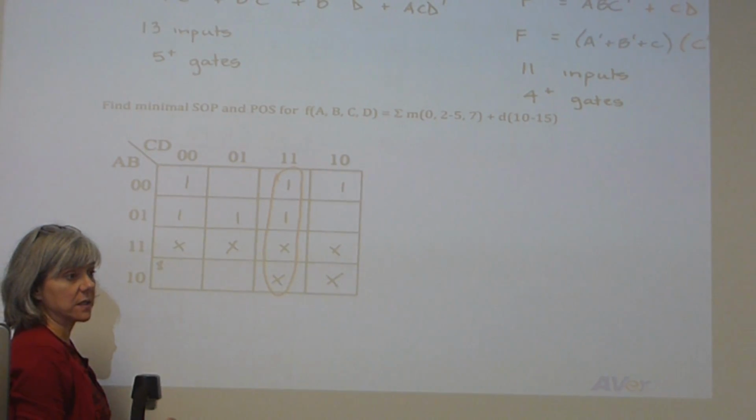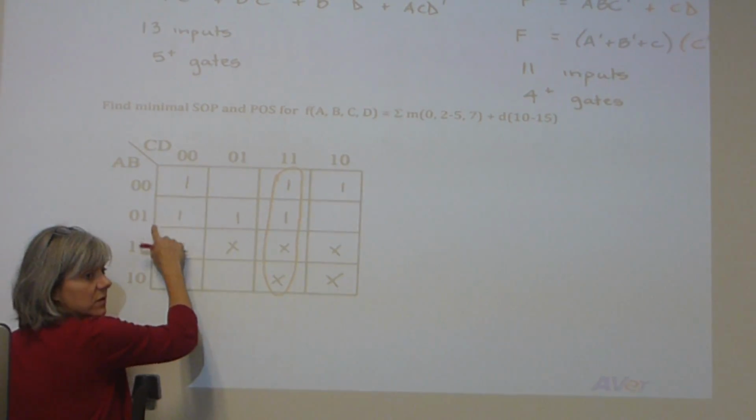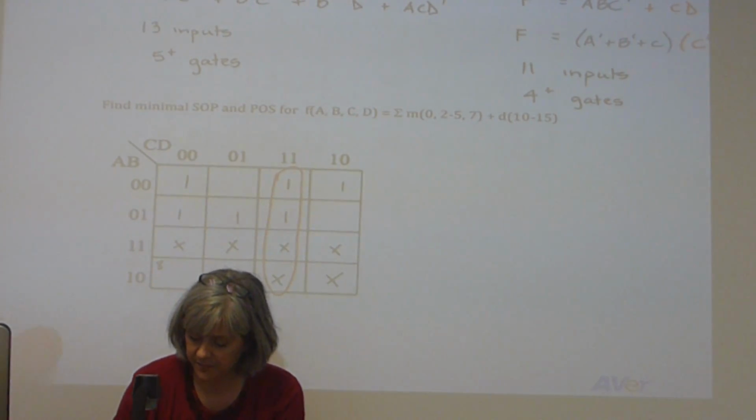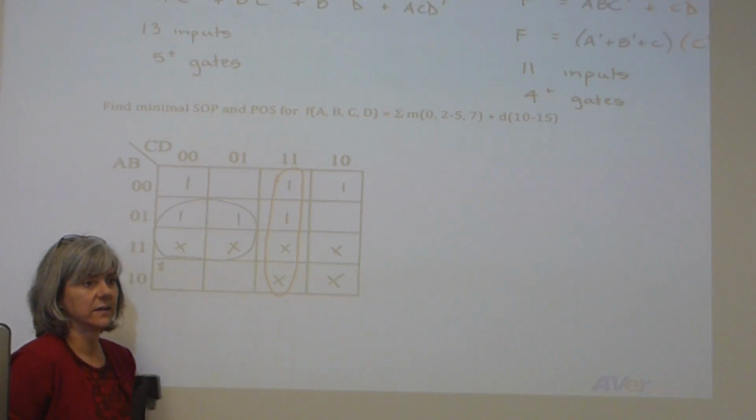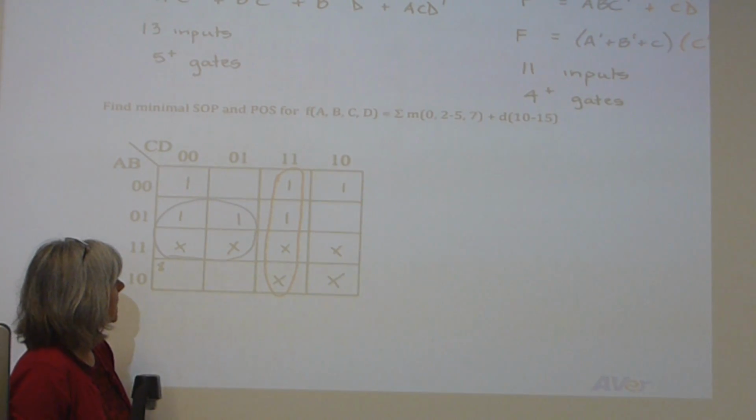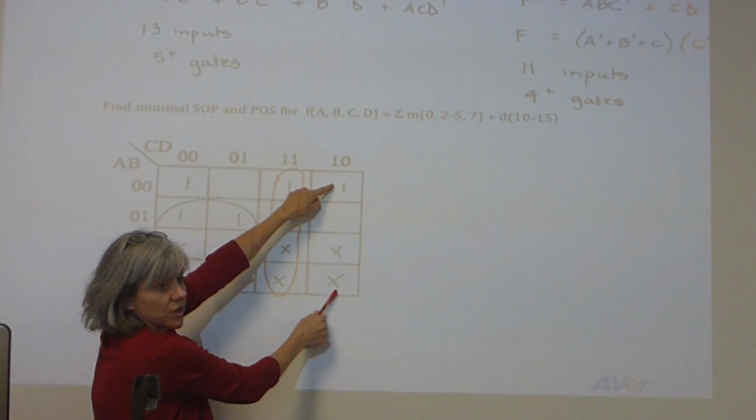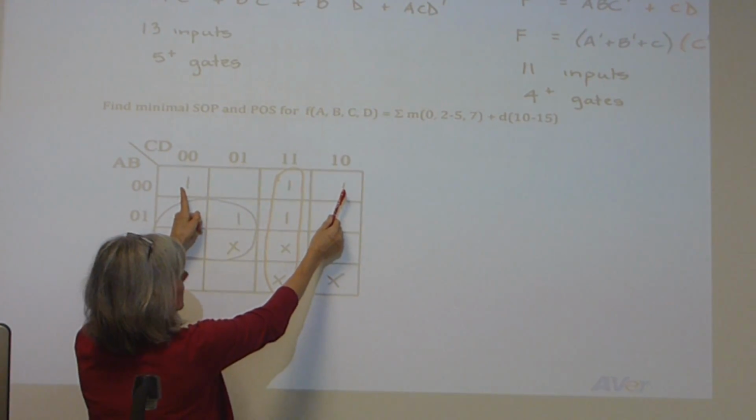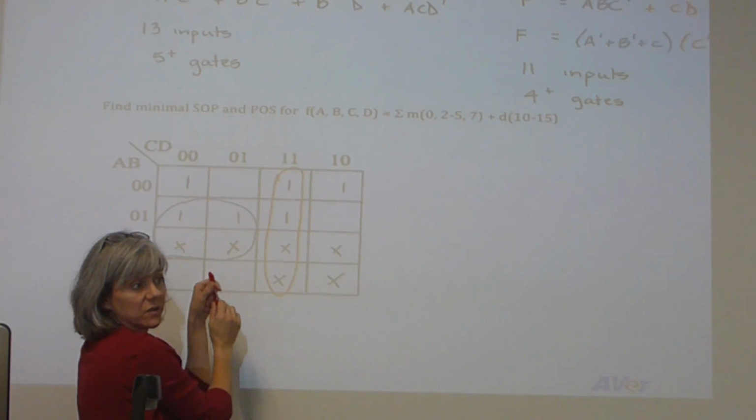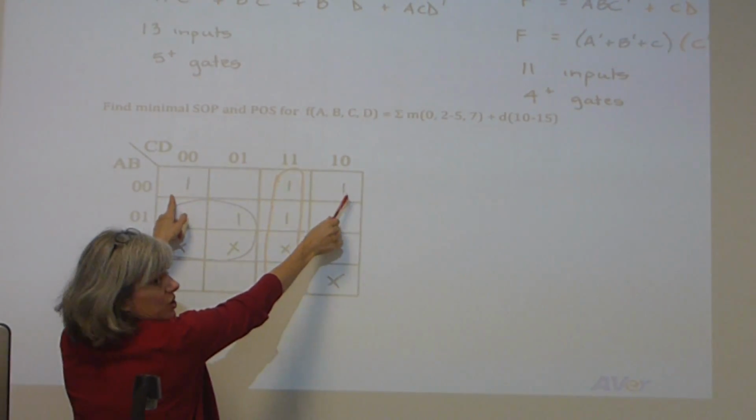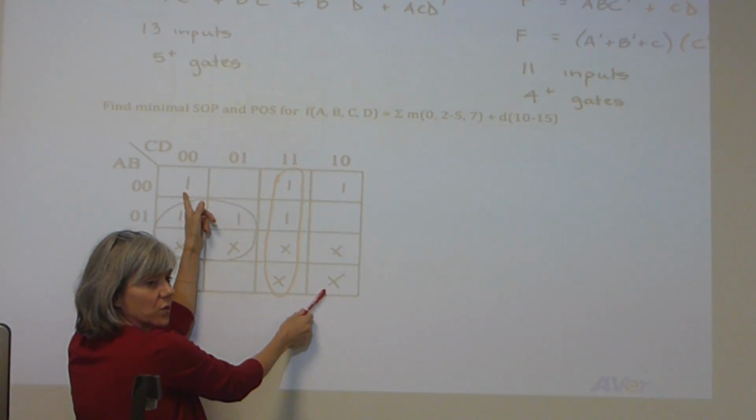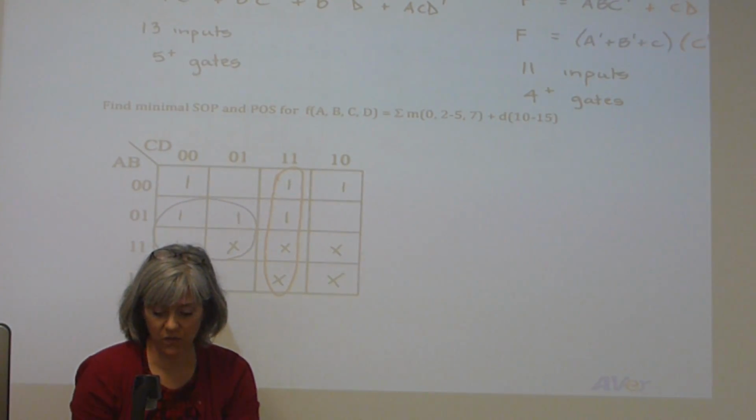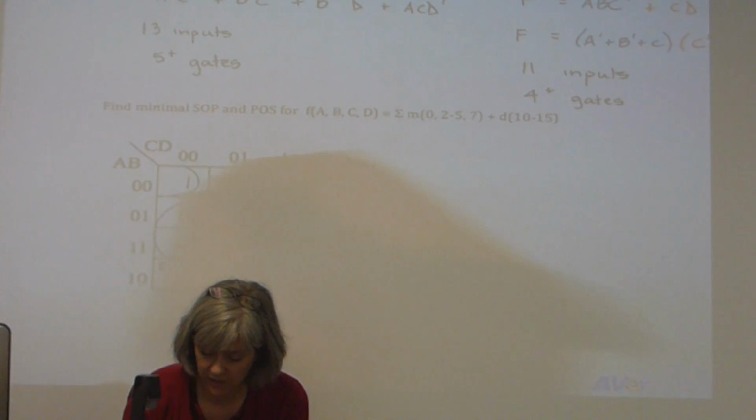All right, so what else do I see? I think a group of 4 here. What else? On the right, I could do these 2, or I could do those 2. Which one should I do? I think these 2. I could do these 2, but then I still have to come back and get that one. So you always do your 1s first, and then if your don't cares help, that's great.